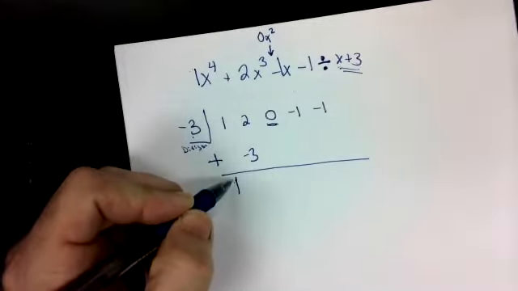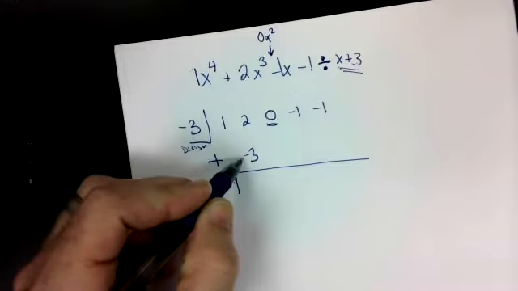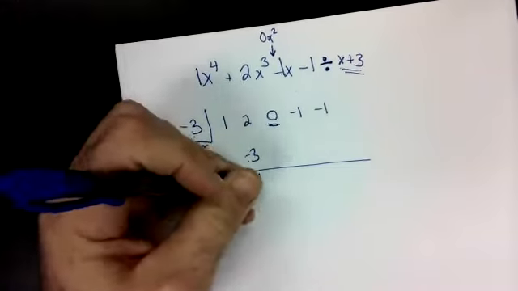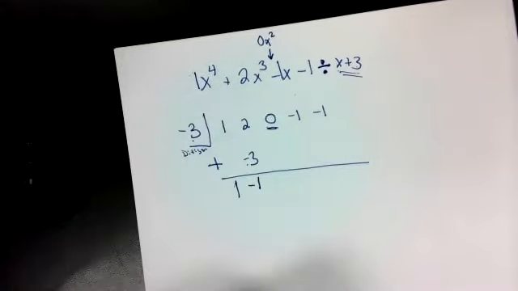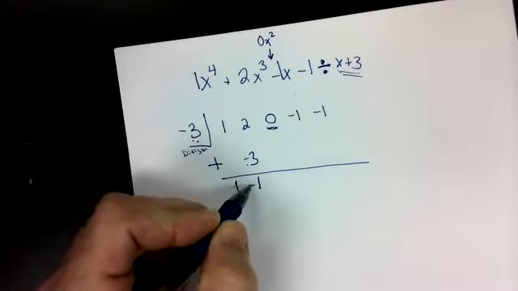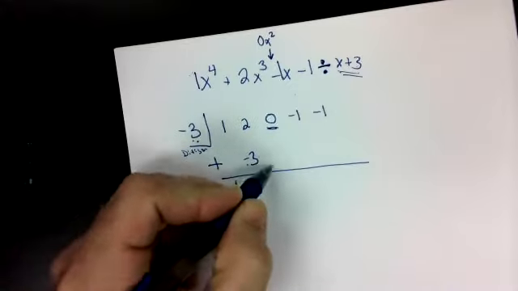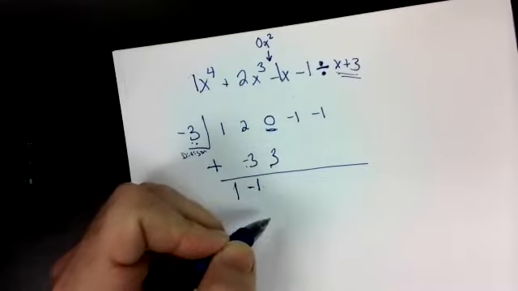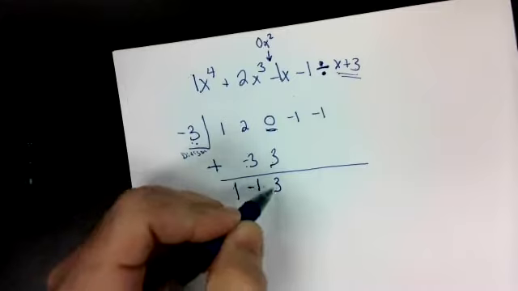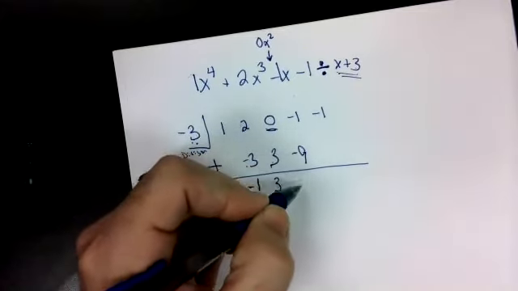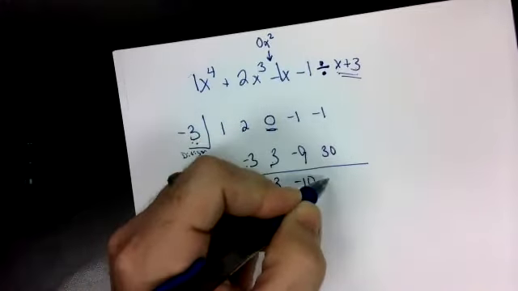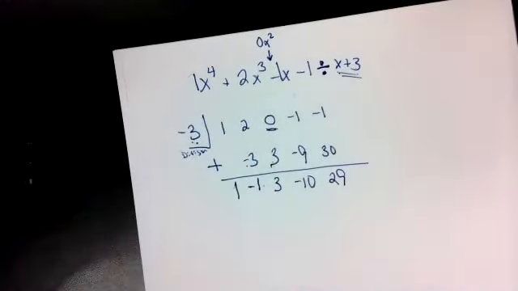Anyway, so add to get the 1. Negative 3 times 1 is your negative 3. Then again, we're going to add. 2 plus negative 3 is negative 1. Then again, we multiply. Negative 3 times negative 1, put that number up here. That'll be a positive 3. And then we add, and then we multiply, and then we add, and then we multiply, and then we add until you run out of numbers.